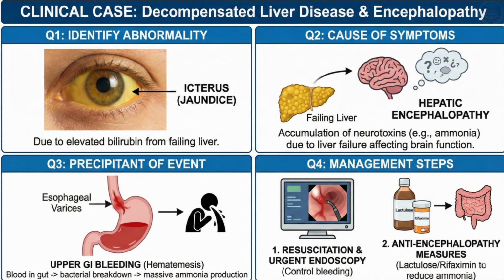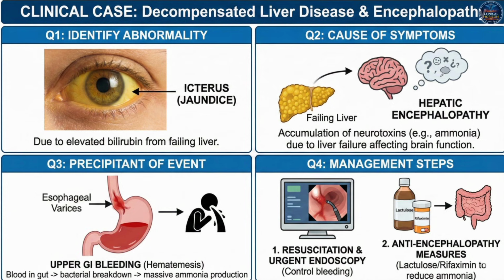Second question asks, what is the cause of his present symptoms? The symptoms are neurocognitive, slurring of speech and drowsiness. In the context of severe liver disease, this is due to the accumulation of toxins, primarily ammonia, affecting the brain. The answer to write: hepatic encephalopathy.